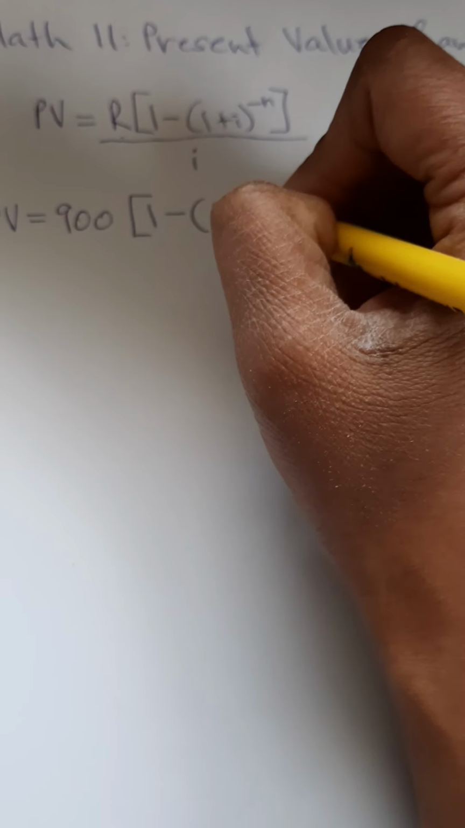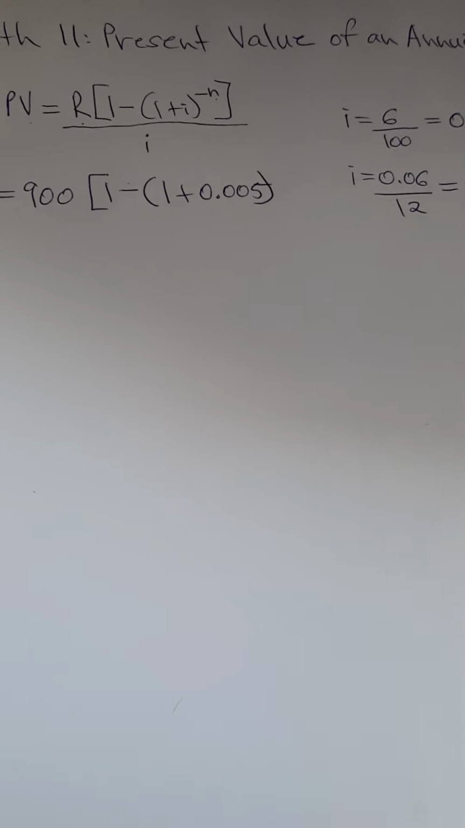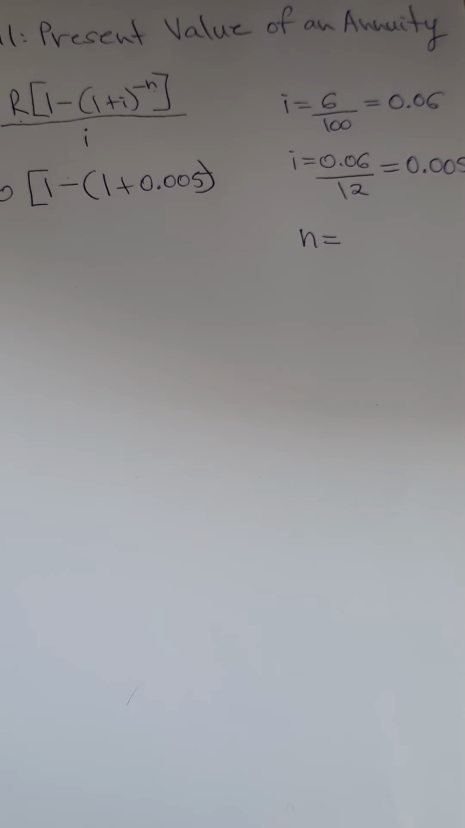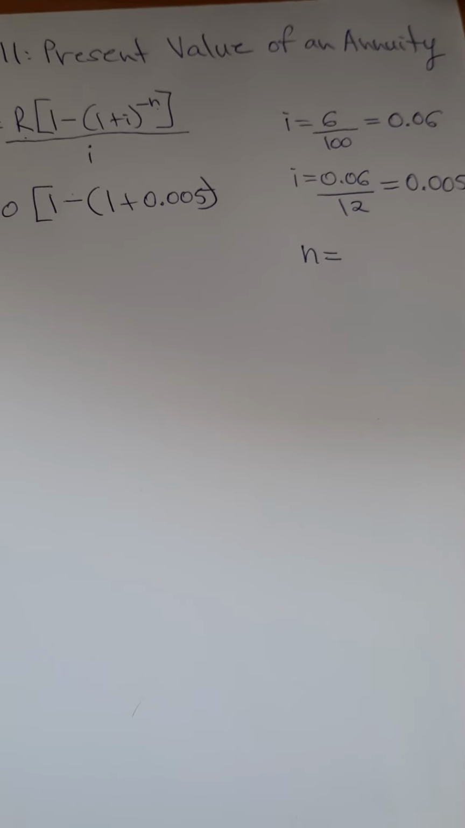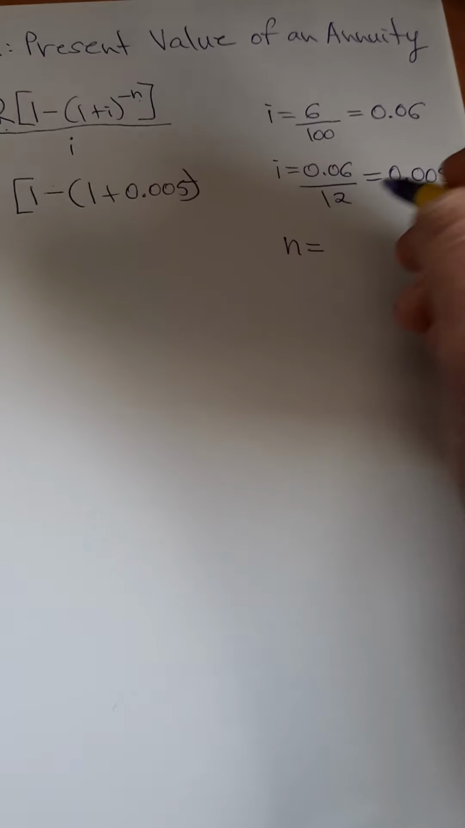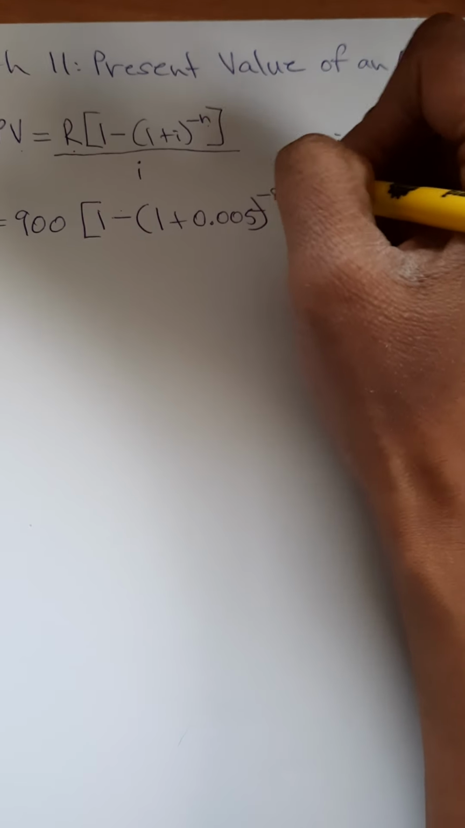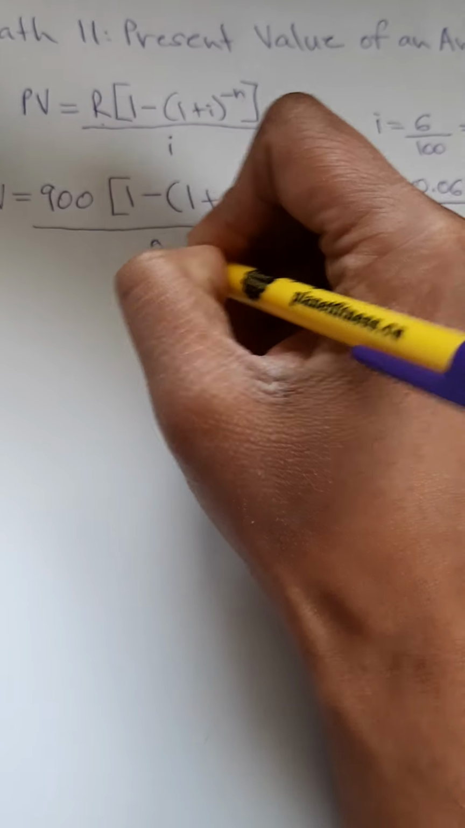So what we're putting in our formula is 1 plus 0.005. Remember the value of n here is negative. n is the compounding period, and this is for 8 months, compounded monthly, so we're just going to use n as 8, power of negative 8. And the whole thing is going to be over I, so 0.005.